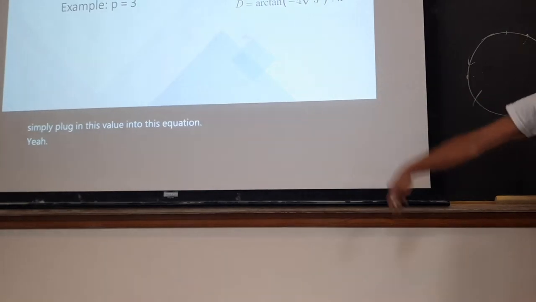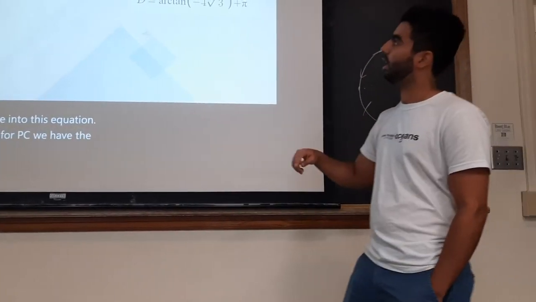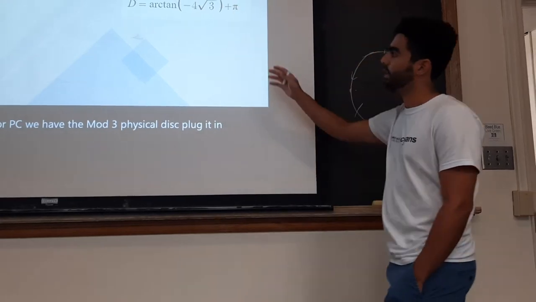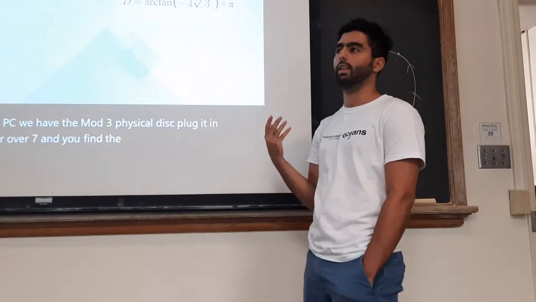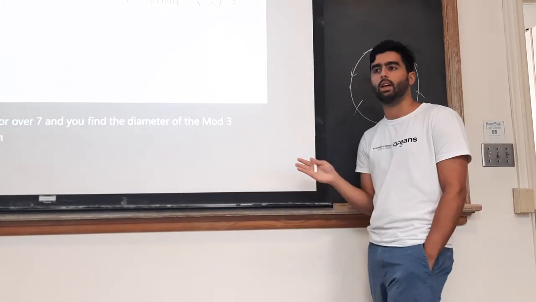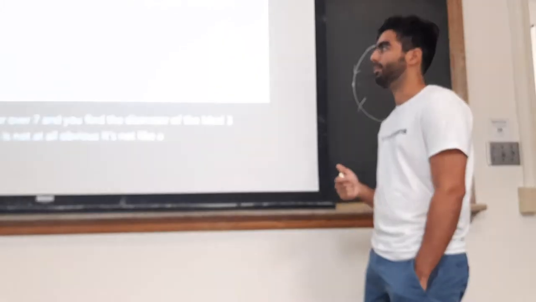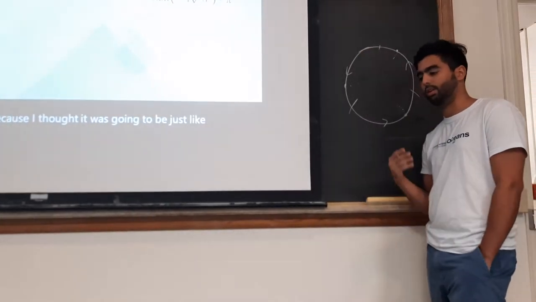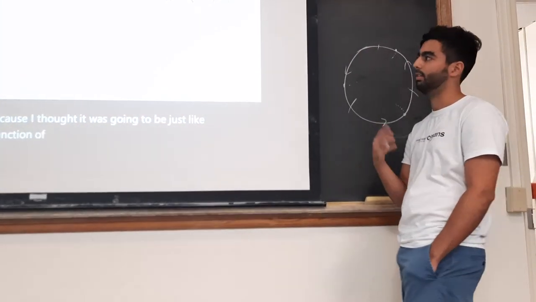Here's an example for p equals 3, where you have the mod 3 spherical disk. Plug it in, you get arc cosine root 4 over 7, and you find that the diameter of the mod 3 spherical disk is this, which is not at all obvious. It's not a simple thing, which I was surprised by, because I thought it was going to be some easy value or some function of like pi over 2, pi over 3.